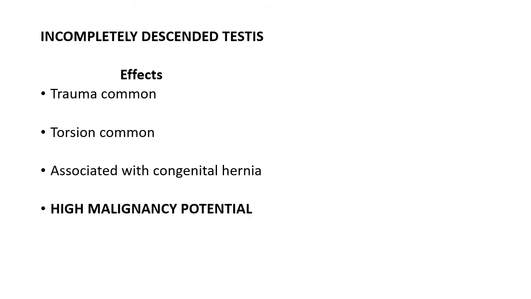The most dangerous effect of maldescent is exposure to abnormal temperature that increases the malignancy potential to a very high level. That is, the chance of malignancy in inguinal testes is 1 in 80, while it becomes 1 in 20 for the abdominal testes.